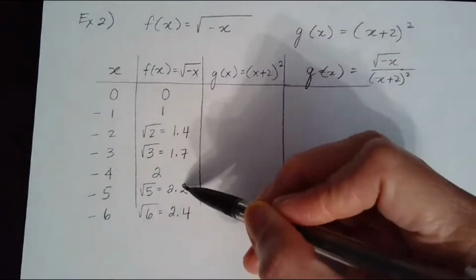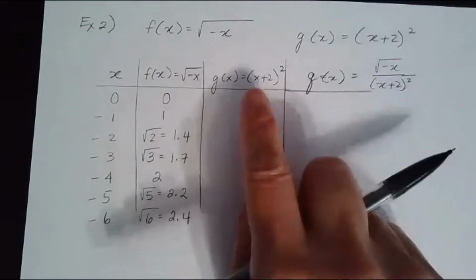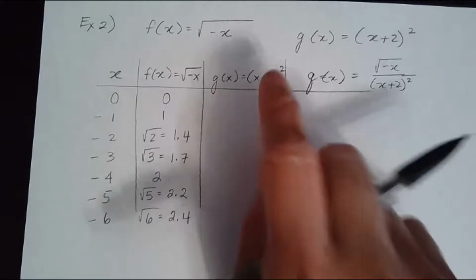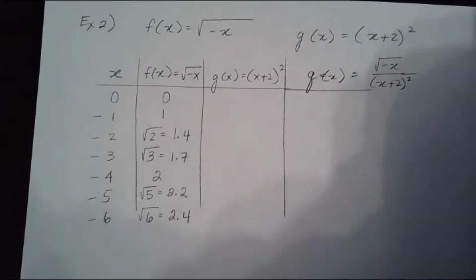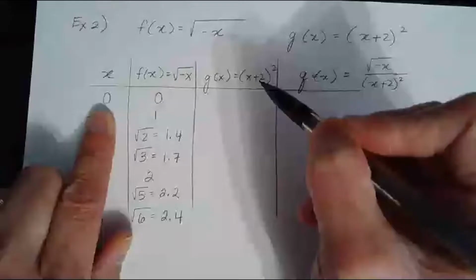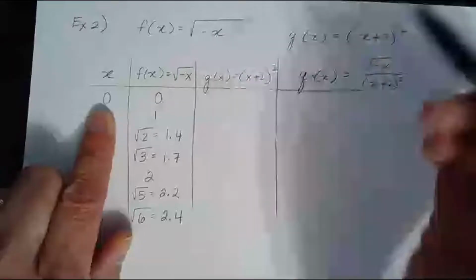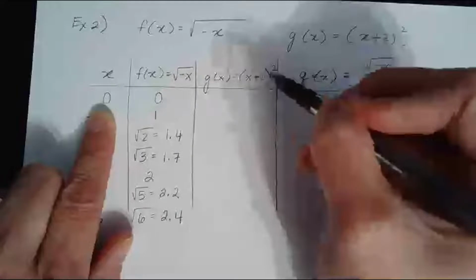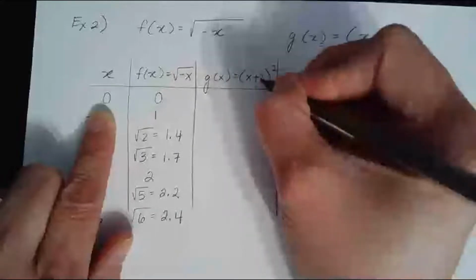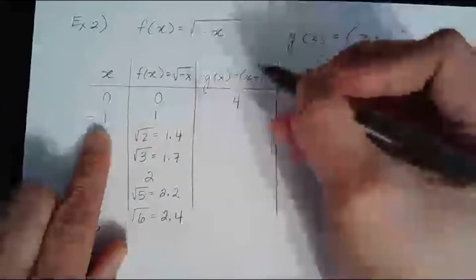Okay, so these ones are approximate values. Now let's take a look at this function over here. Plugging in 0 in this function, 0 plus 2 squared, that's going to be 2. 2 squared is going to be 4.